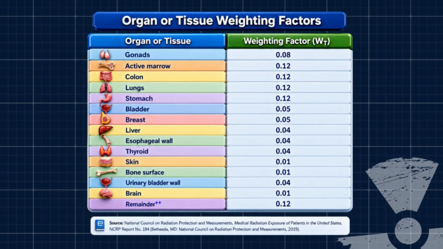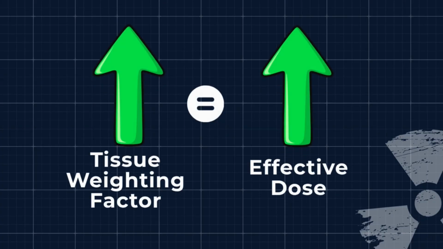Well, that's where the tissue weighting factor comes into play. If we look at our chart here, different tissues have different levels of radiosensitivity. So estimated long-term biological risk is not the same. The tissue weighting factor represents the relative contribution of a particular organ or tissue to the total risk of stochastic effects, such as radiation-induced cancer. A tissue with a higher weighting factor contributes more to the effective dose. A tissue with a lower weighting factor contributes less.